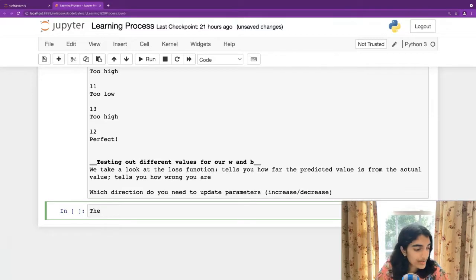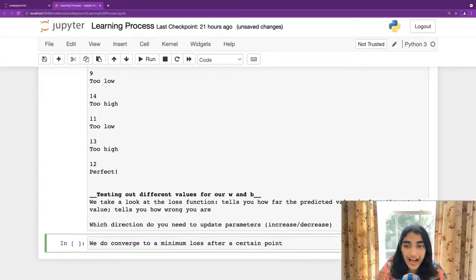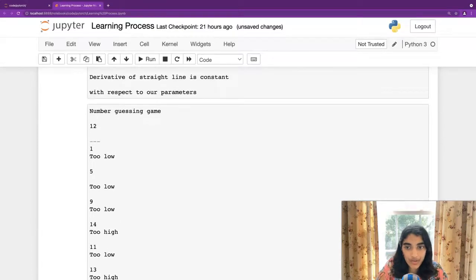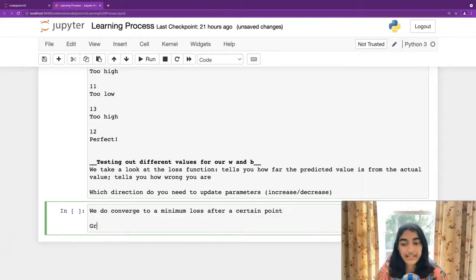So our loss, actually, we do converge to a minimum loss after a certain point. And the algorithm that will allow us to do this with our linear relationship is called gradient descent.